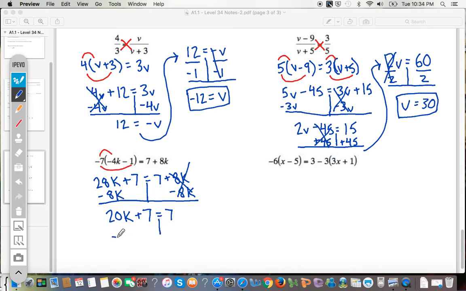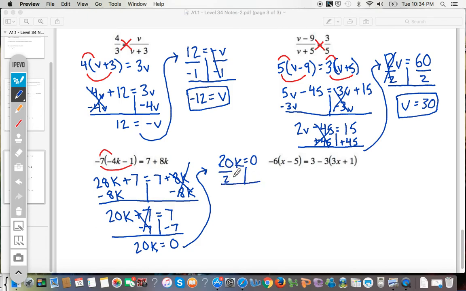So I have all my k's on one side. So let's isolate it. Subtract 7 over here. Subtract 7 over there. So those cancel. So I have 20k equals 7 minus 7, which is 0. Okay, move right up here real quick. 20k equals 0. So, get the k by itself, one more t-chart.